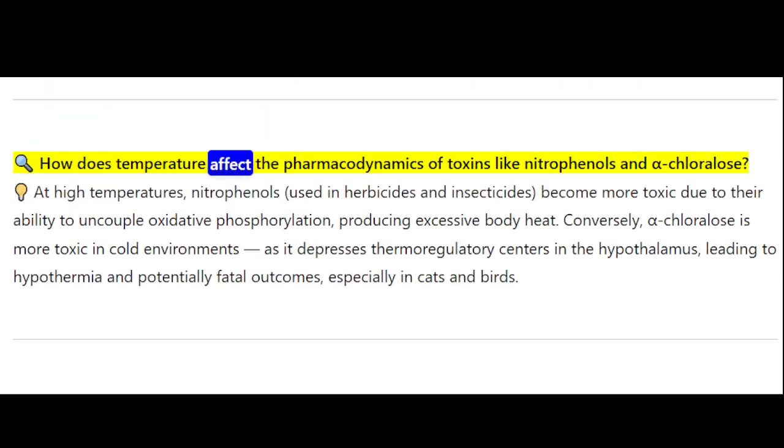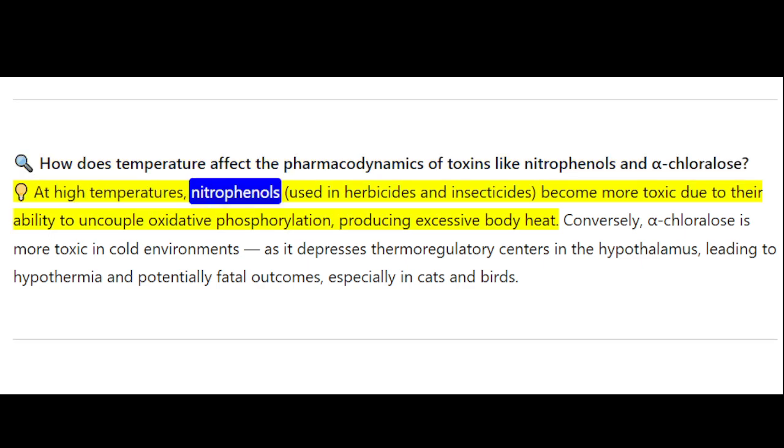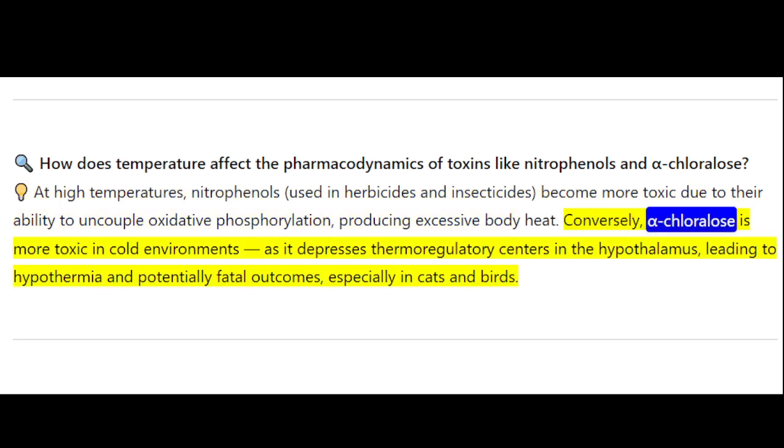How does temperature affect the pharmacodynamics of toxins like nitrophenols and alpha-chloralose? At high temperatures, nitrophenols, used in herbicides and insecticides, become more toxic due to their ability to uncouple oxidative phosphorylation, producing excessive body heat. Conversely, alpha-chloralose is more toxic in cold environments, as it depresses thermoregulatory centers in the hypothalamus, leading to hypothermia and potentially fatal outcomes, especially in cats and birds.